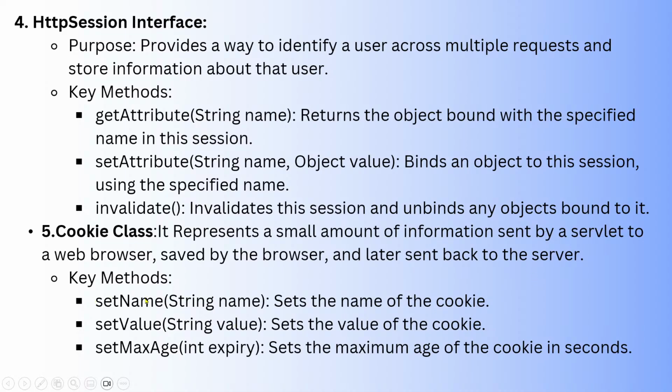So what are the key methods in this class? The first ones are setName, setValue, and setMaxAge. Means for that cookie, we have to set the name and what will be the value of the cookie, and after that set the maximum age of the cookie in seconds. After that many seconds, the cookie will expire.